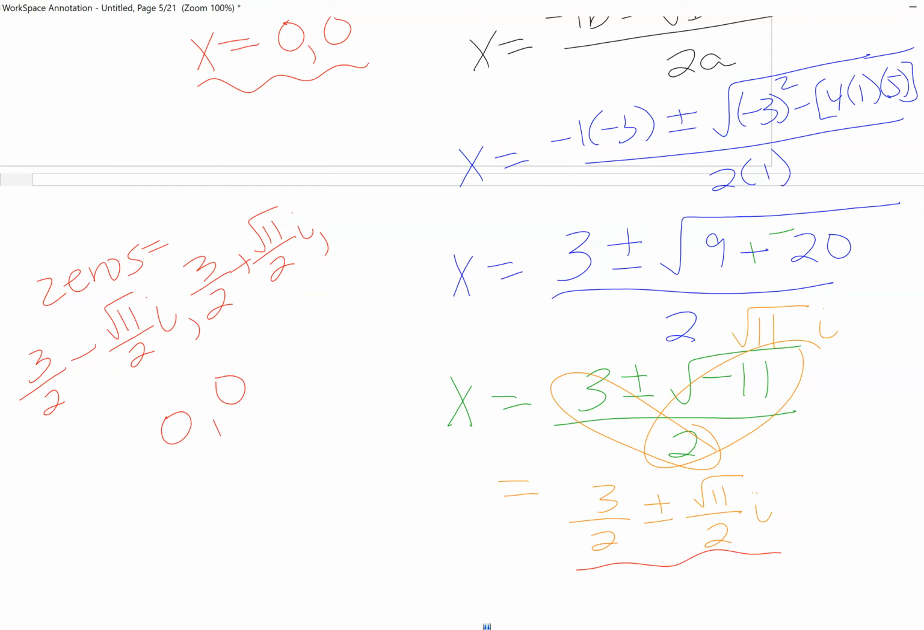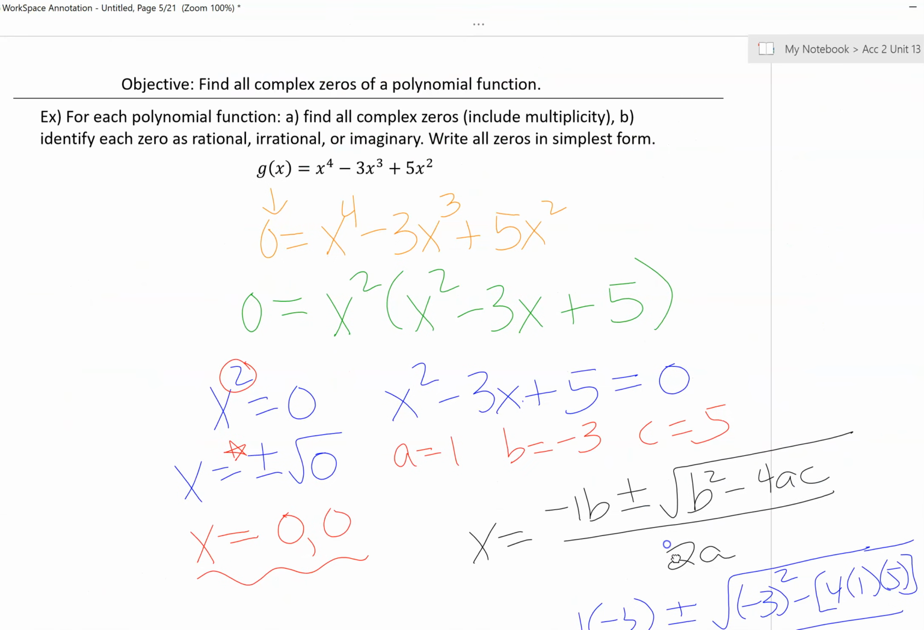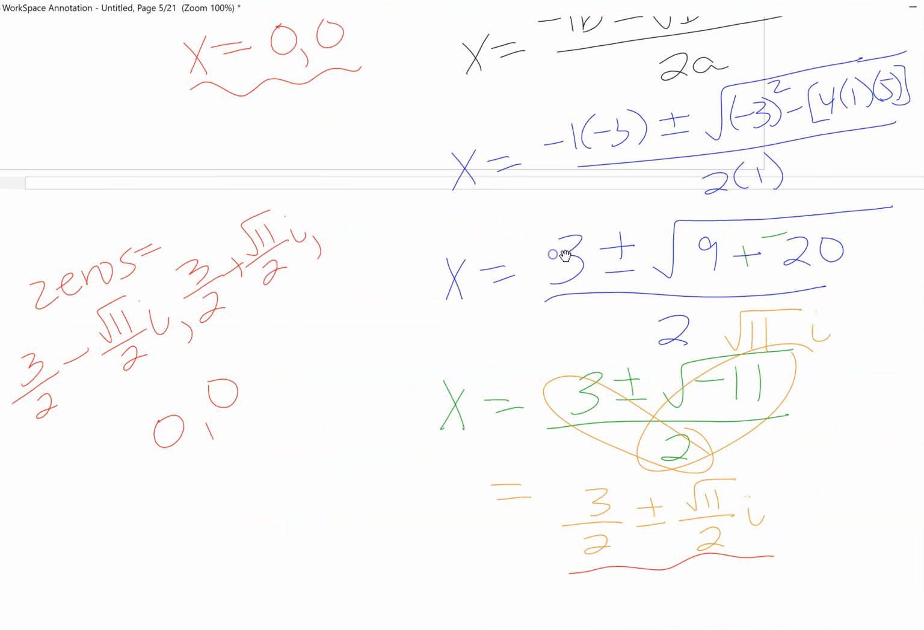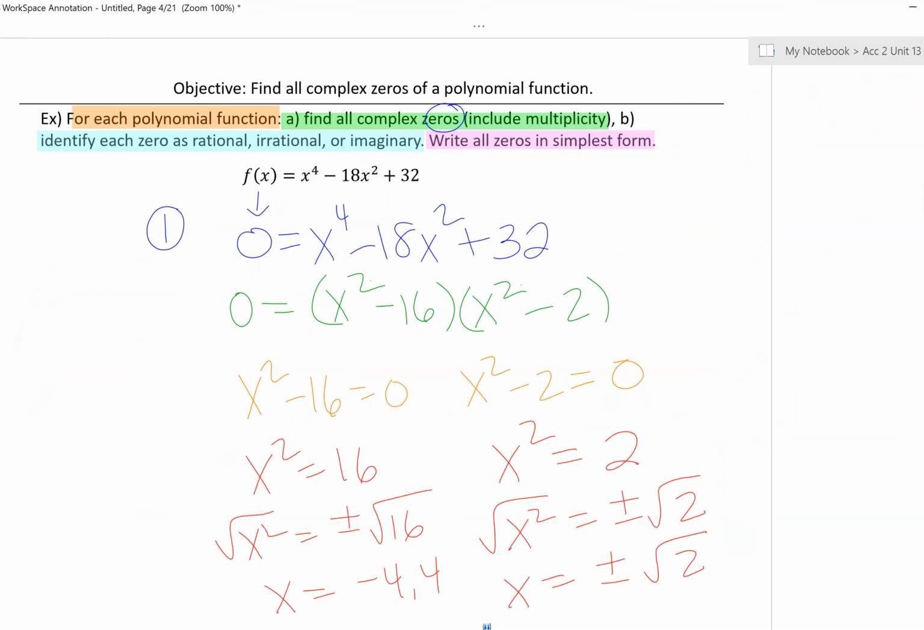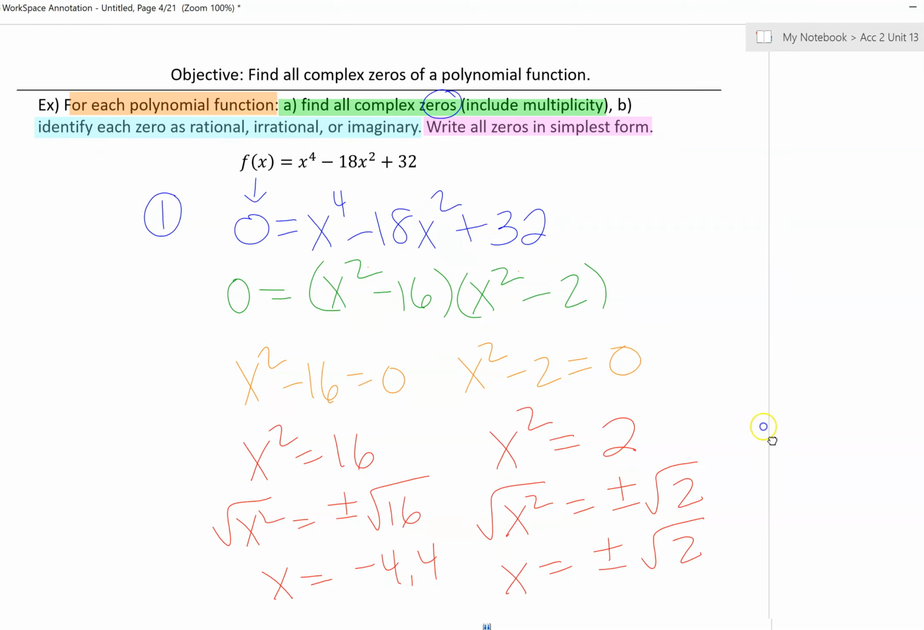And as I recall, we are supposed to identify our zeros as rational, irrational, or imaginary. So these two are imaginary, so we'll put that with those. And the zeros are, of course, rational. So we can put all that together to conclude. And that does remind me that I kind of forgot to do that part, which I've always warned you guys about. And that's because I know it does happen, even to me.